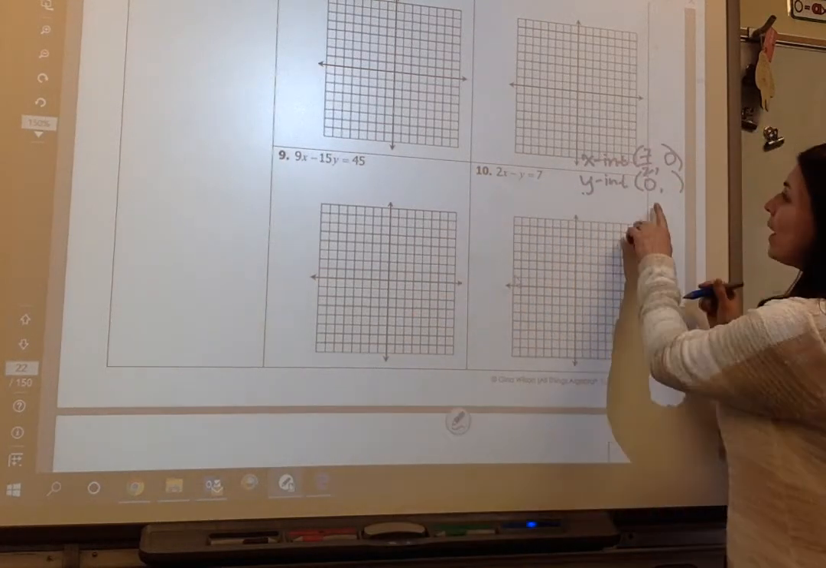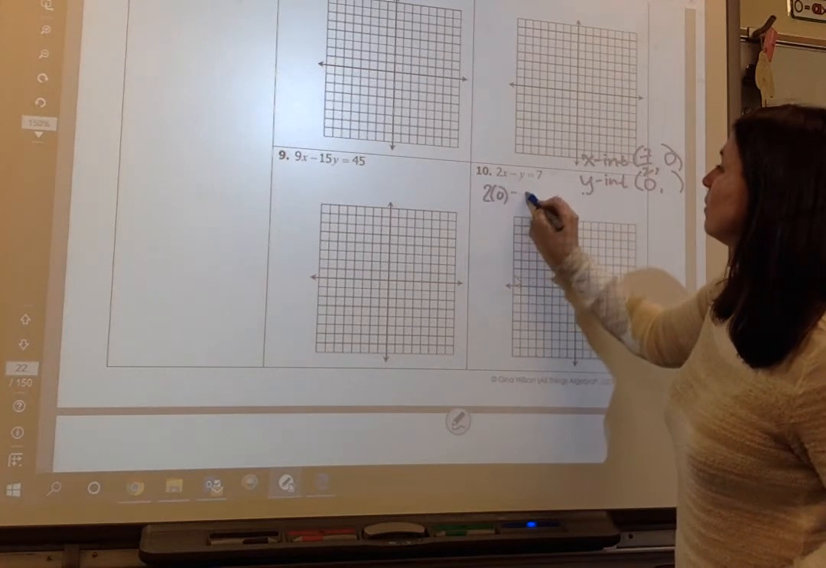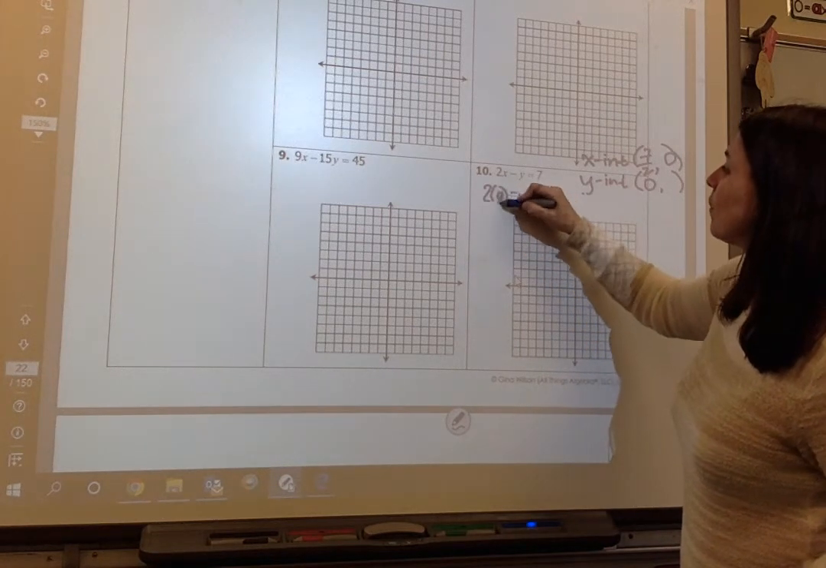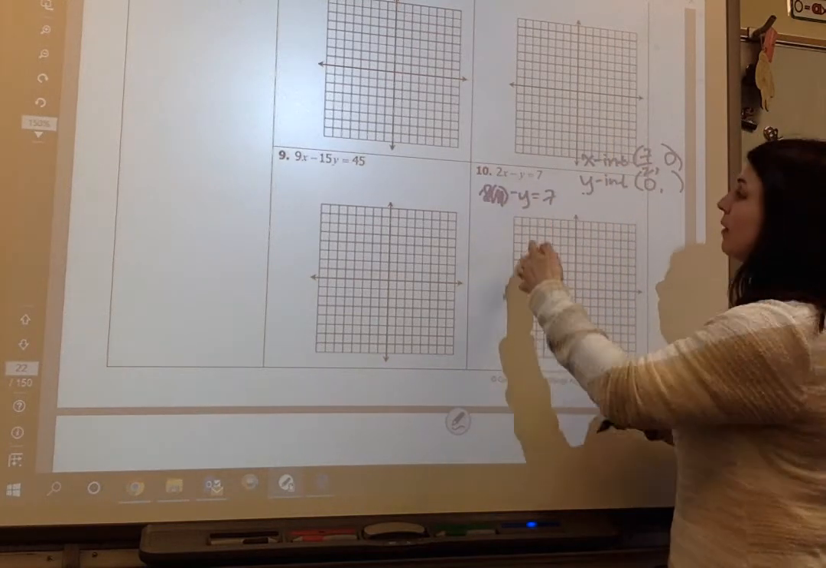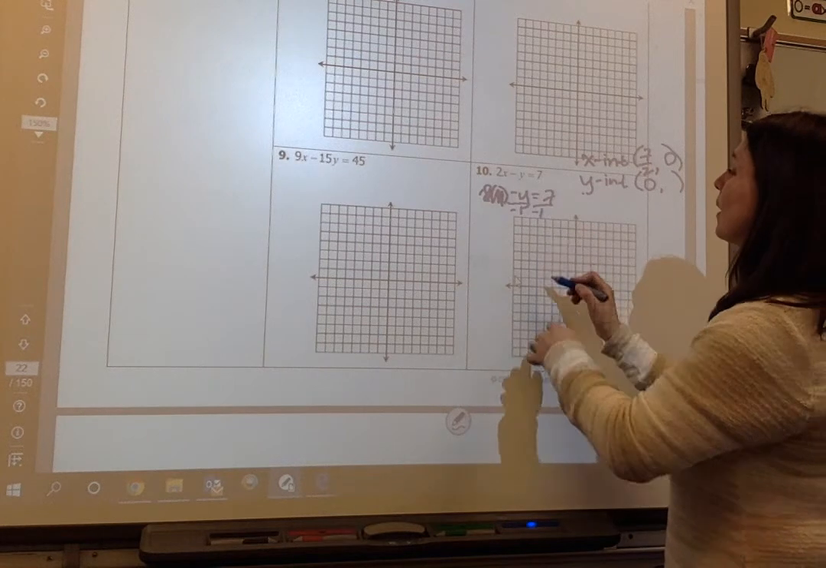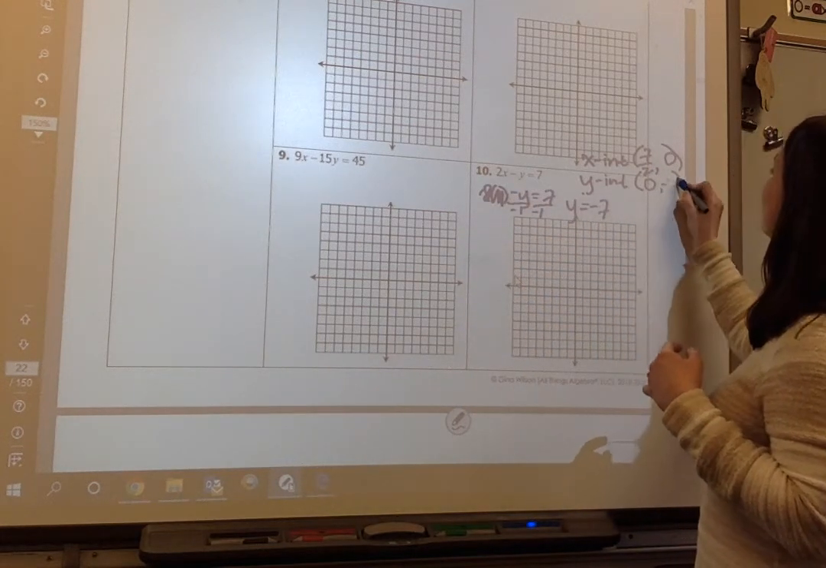All right, and my y-intercept means my x value is 0. So I'm going to make x 0. I'm going to cover it up. I can't have a negative y, so I divide by negative 1, divide by negative 1. It just flips them, and I end up with y equals negative 7.